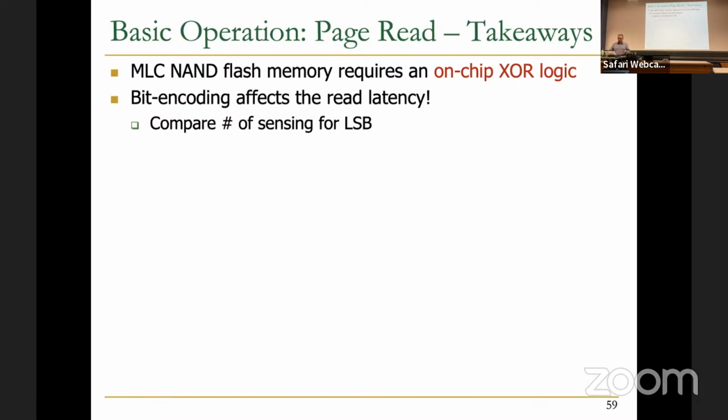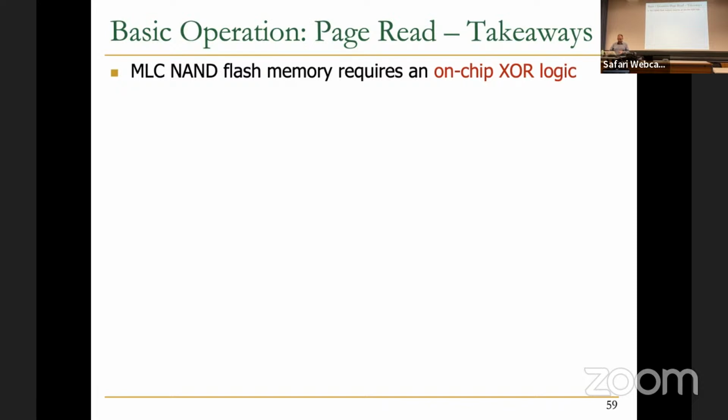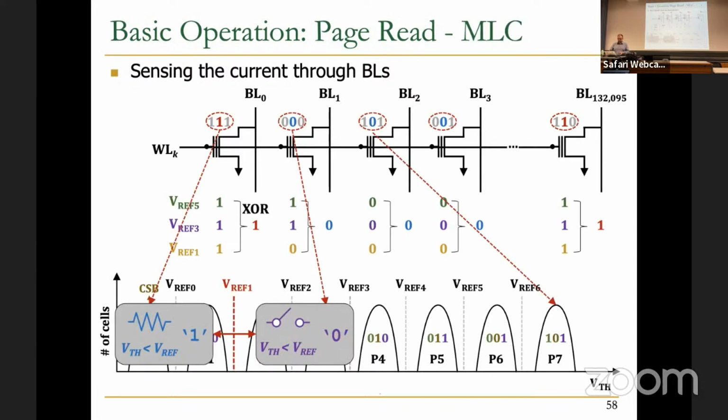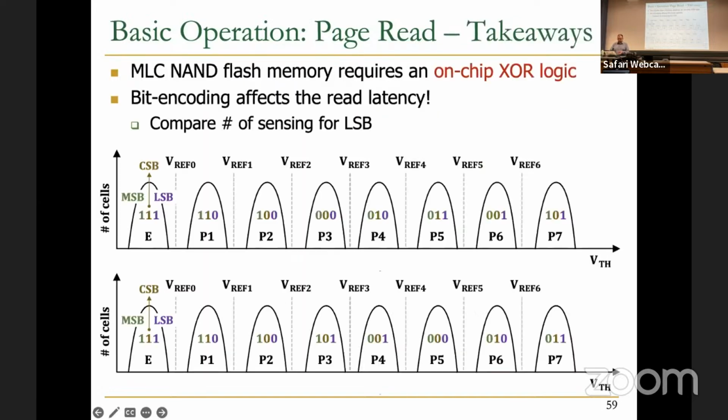And you can see that bit encoding affects the read latency. So now we have this CSP, for example, with 3 reference voltages, like 3 read processes. For LSP, we observe that we need 2, and for MSP, something else. So let's compare these 2 encodings, for example. The first one is exactly the same as what I showed in the previous slide, and the bottom one is completely different.